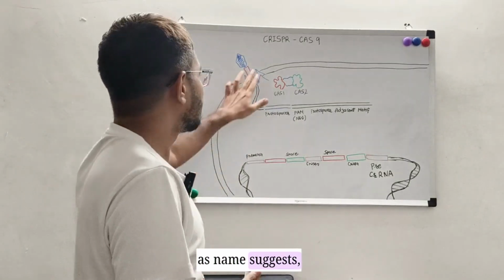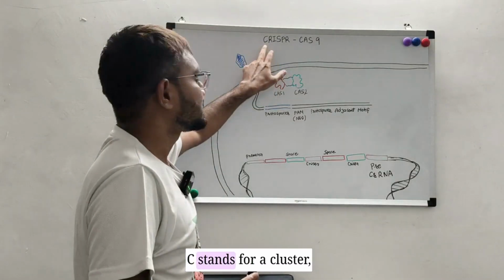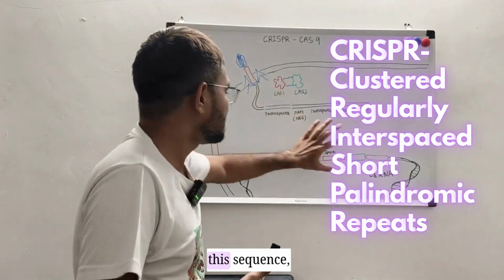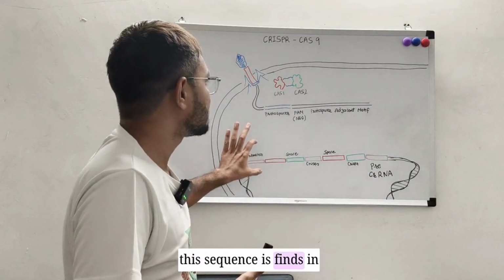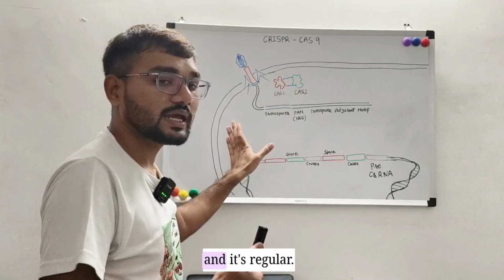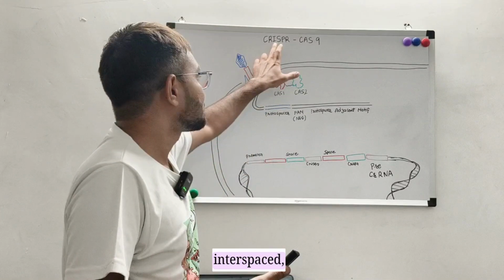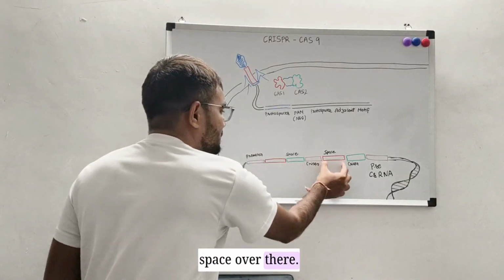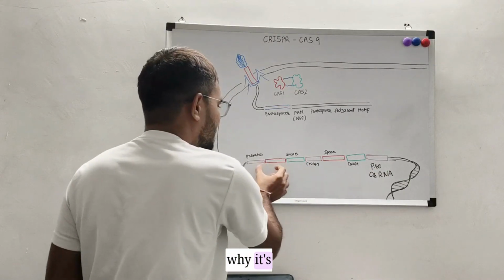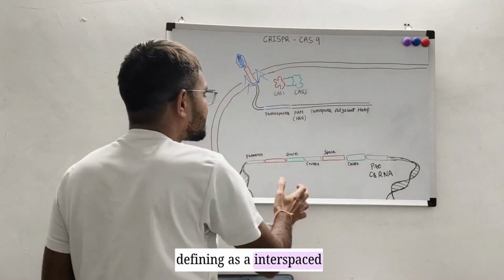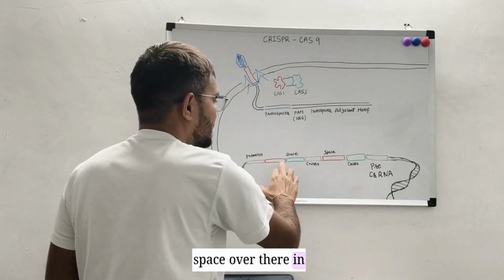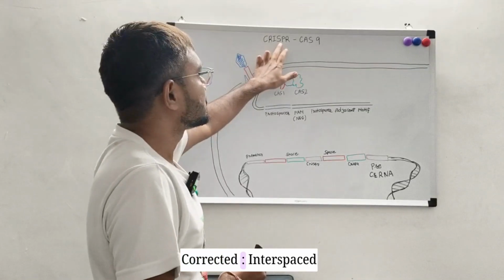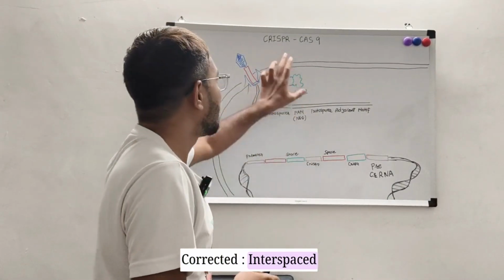As the name suggests, CRISPR: C stands for clustered, R stands for regularly. So this sequence is found in bacteria in a cluster form, and it's regular. Interspaced means you can see a space over there. Space is there in the internal part, that's why it's defined as interspaced. Then sequences, so these are the sequences there.